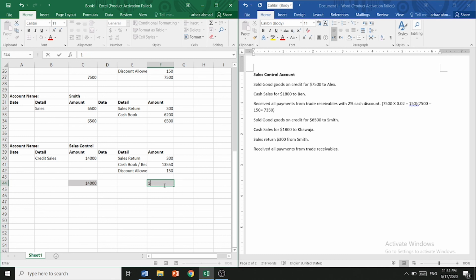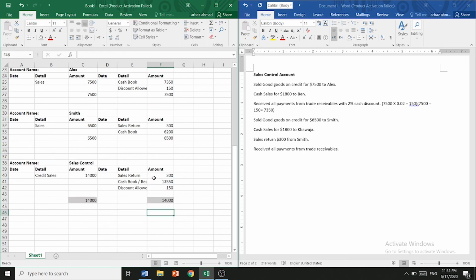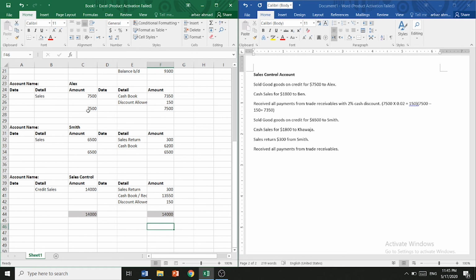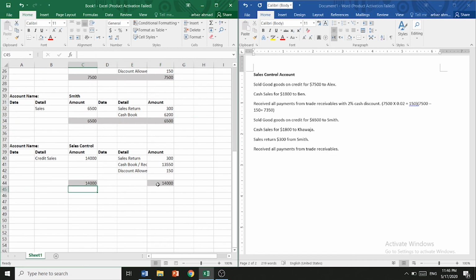It's not 14,000. Let me confirm it. Is it? Yes, it is 14,000. Okay, so this is what's supposed to happen if you don't have any error. If you don't have error of omission, if you don't have error of commission, then you will get something similar to what you have here. So in this case, both of your total balances match, it means you don't have any balance carried down and brought down, and this is something you are going to get in the sales control account also.